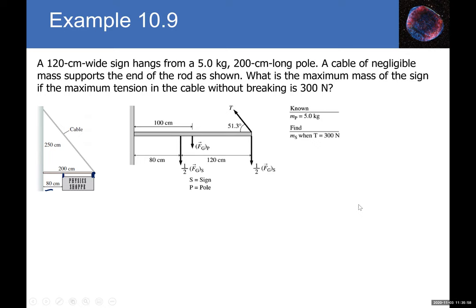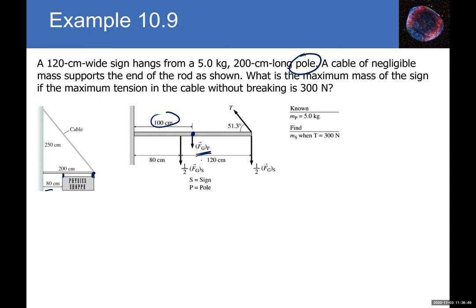The pole itself is our object of interest. We are told that the pole has a mass of 5 kilograms and a length of 500 centimeters. The pole is basically a uniform rod, so since it's uniform, the mass is concentrated at the center, 100 centimeters from the wall. The gravity acting on the pole acts exactly at that position.